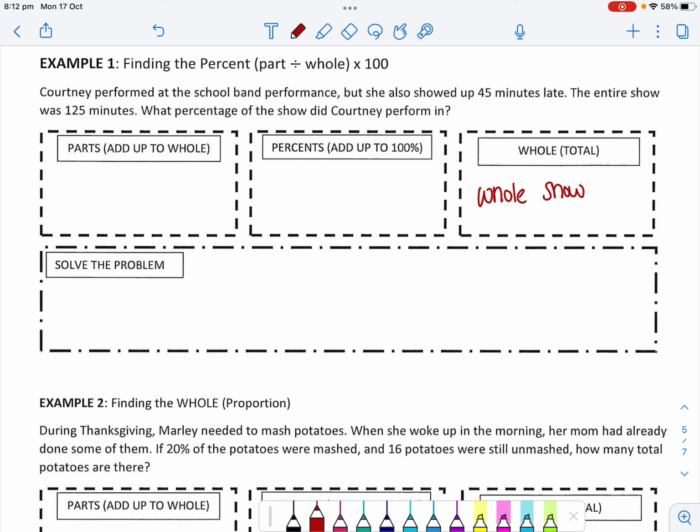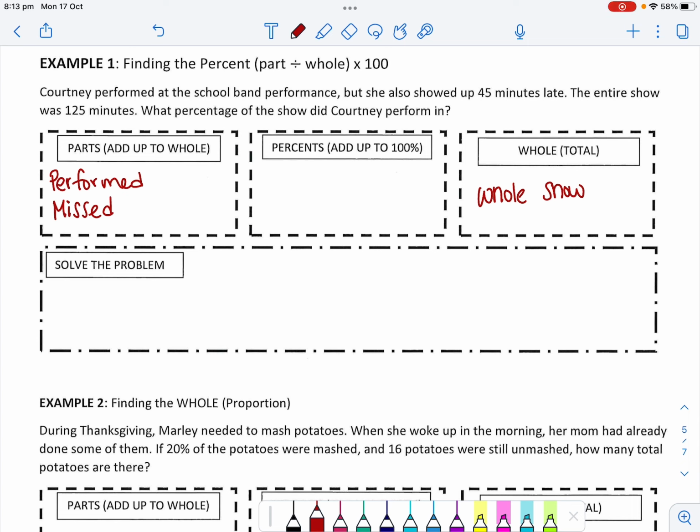Courtney performed in a show, so the whole is going to be the entire show. It says Courtney performed at the school band performance, but she showed up 45 minutes late. So she performed in some of the show and she missed some of the show. And those 2 parts, the part that she performed in and the part that she missed, are going to add up to the whole show.